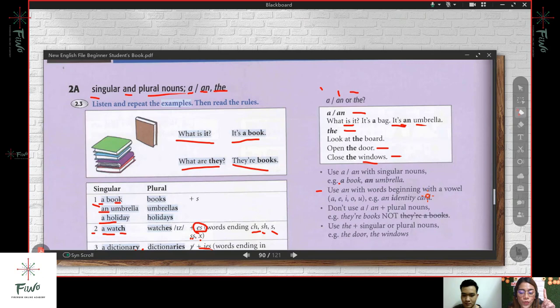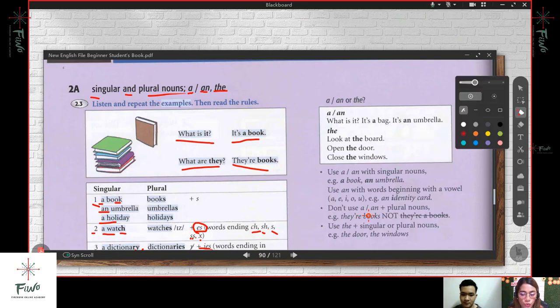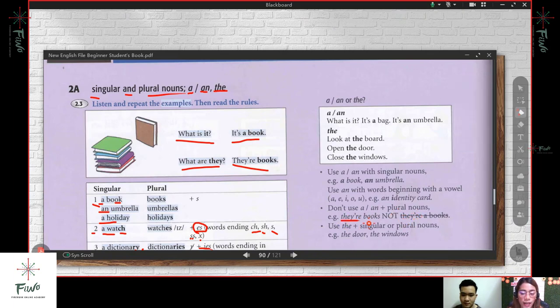Use an with words beginning with a vowel, A, E, I, O, U. If the next word starts with a vowel, do you understand? Okay, I understand now. Very good. I think you know about it. Now, do not use a or an plus the plural nouns. For example, the books, not a books.